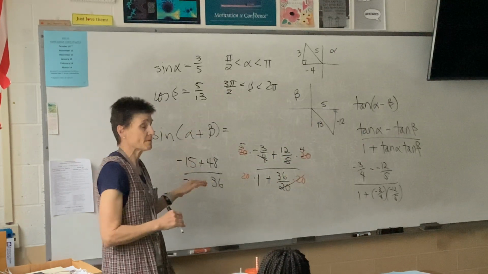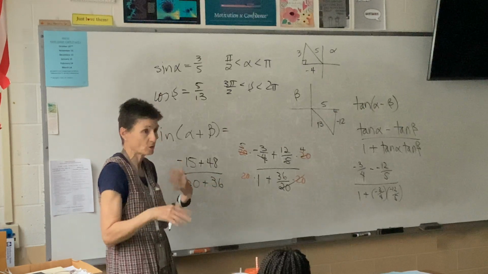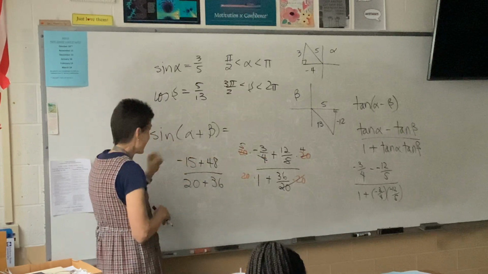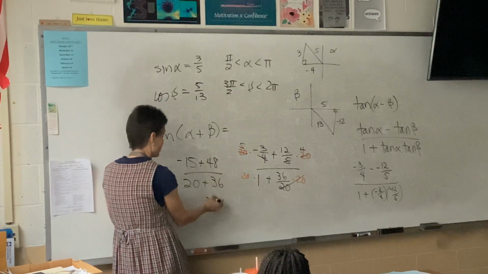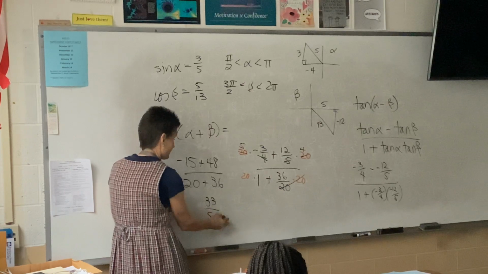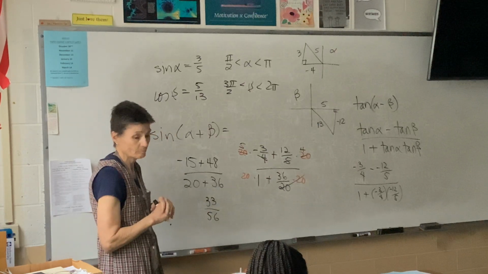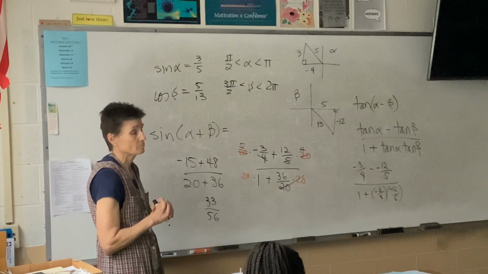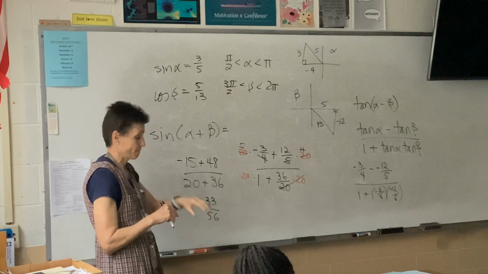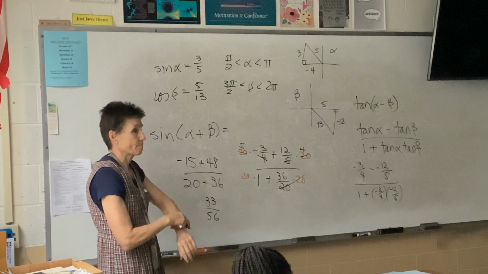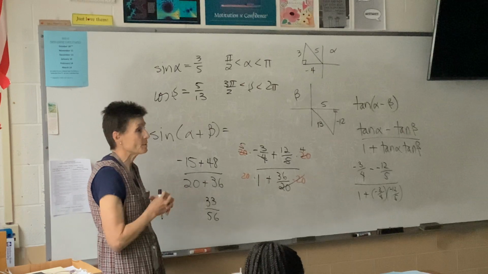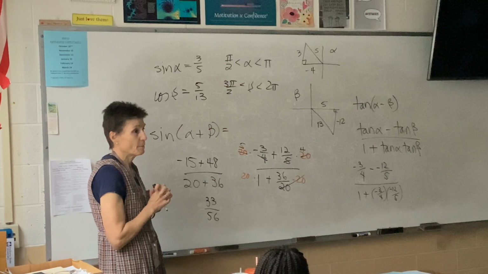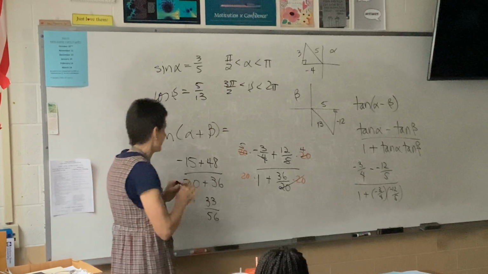Now, you do not have to do the problem that way. Somehow you have to deal with all those fractions. This is what I like to do. Now I can see my answer is 33 over 56. All right, we're gonna get through a couple more and then we'll do some review. Everybody still with us here? All right, here we go.